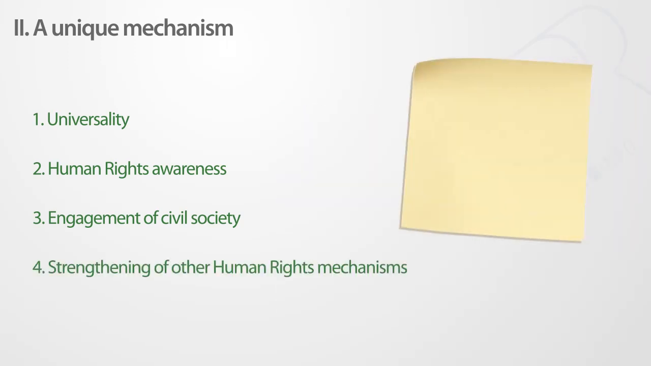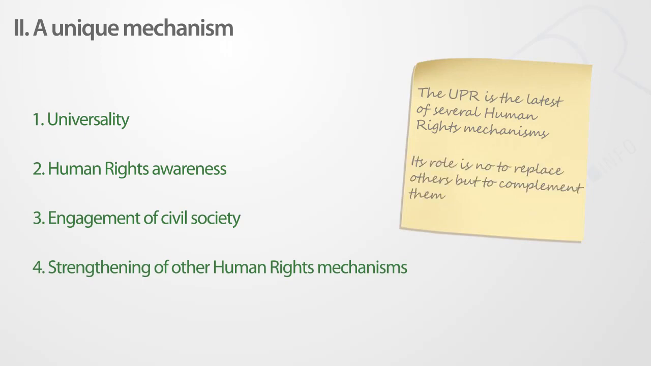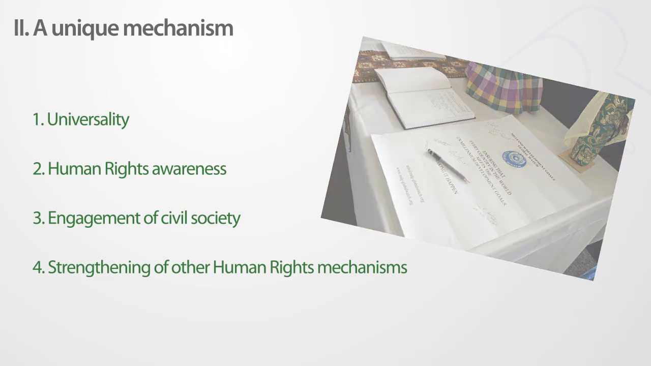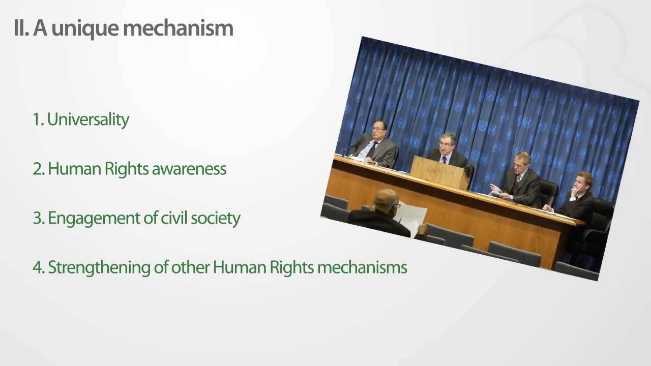The UPR is the latest of several human rights mechanisms. Its role is not to replace others, but to complement them. In different ways, the UPR has strengthened them. For example, many recommendations made at the UPR invite states to sign and ratify human rights conventions and treaties, and to submit reports to treaty bodies and invite special procedures mandate holders. Also, there are many recommendations made which actually come from treaty bodies and special procedures, thus reinforcing the outcomes of these mechanisms.